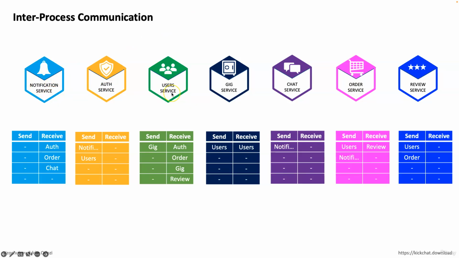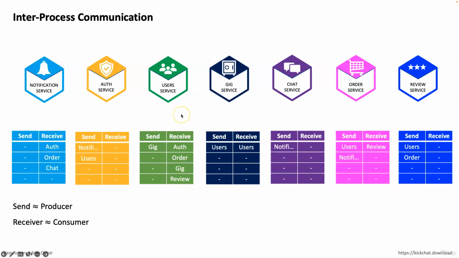For the user service, remember, it sends or publishes messages to the gig service. And then it also receives or consumes messages from the auth service, the order service, the gig service, and the review service. So we are going to create about 3 or 4 consumers. We have one producer in the producer file, but in the consumer, we are going to have about 3 or 4 consumers that will consume messages from auth service, from order service, from gig service, and from review service.